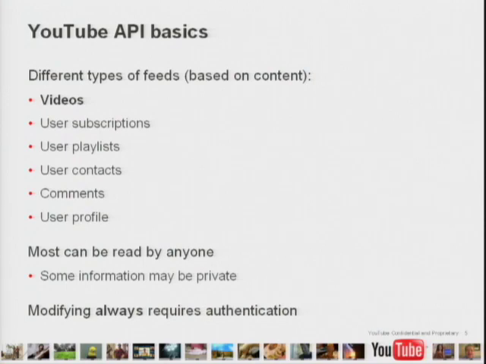Within the YouTube APIs, we have a couple of different types of feeds that we deal with. The most common one is a video feed, obviously because the primary content on YouTube is video. But we also have other data types. Users can have subscriptions, playlists as well, and then contacts, comments, and user profiles. In most cases, even subscriptions and playlists, it's pretty straightforward. But things like profiles are a little bit different type of data, so we'll talk about that later.